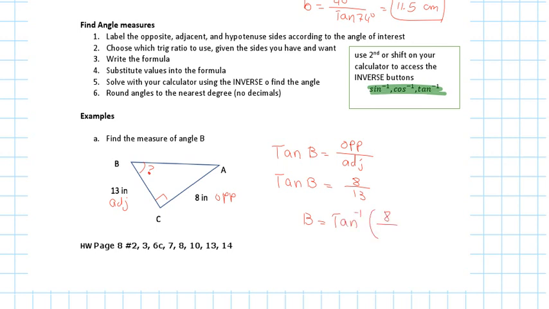Make sure that your inverse is in brackets. If your calculator is backward, I would recommend that you do 8 over 13 first, find the answer, and then you do shift tan. If your calculator is straightforward, you're going to do tan inverse, and then you can open bracket, 8 divided by 13, and then you should find your answer.